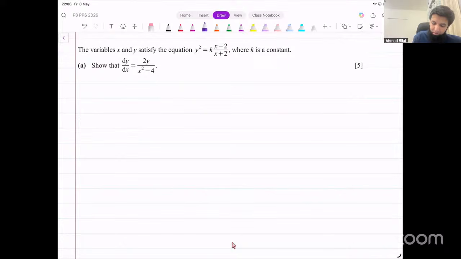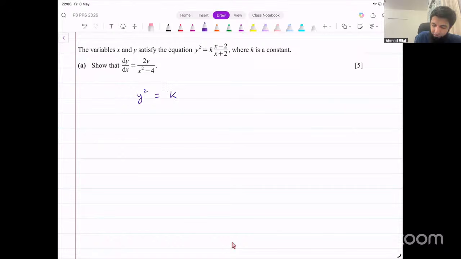Now, should we take 1 over 2 to the other side as the power? No. The derivative has 2y in it, right? The derivative has 2y in it as well. So we have both x and y in the derivative. When does that happen? When we do implicit differentiation, right? So we should do implicit differentiation rather than taking the square root on the other side. That will also introduce plus minus. We will do implicit differentiation.